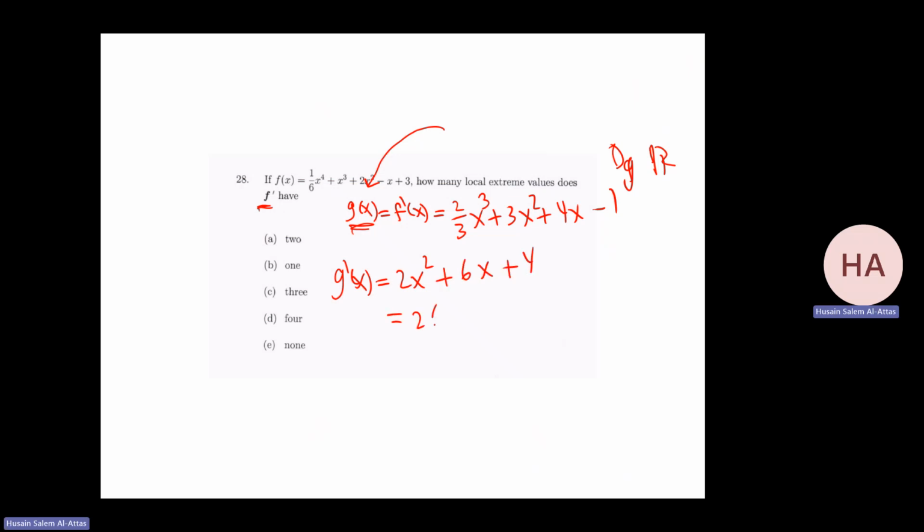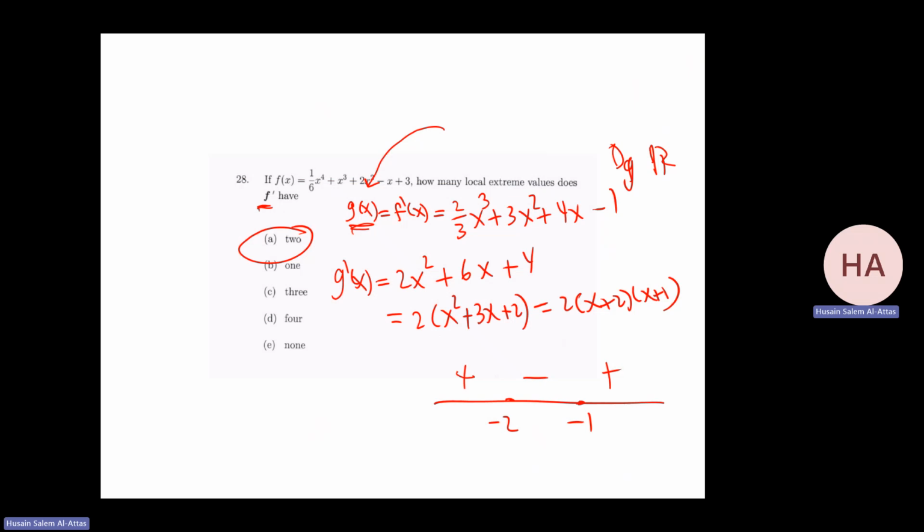I can take 2 as a common factor. I have x squared plus 3x plus 2. In other words, I'll put minus 1 or minus 2. Minus 1, take a value. Minus 3, it will be positive, negative, positive. So I have how many? 2. I have 2 local extrema, which is this. It happens at x equal minus 1, x equal minus 2.